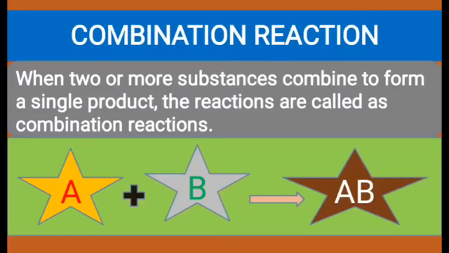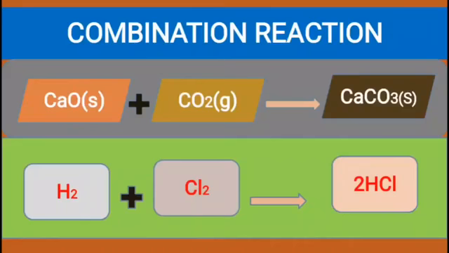Combination reaction. When two or more substances combine to form a single product, the reaction is called a combination reaction. A reacts with B to give AB, a single molecule. Example: calcium oxide reacts with carbon dioxide to give calcium carbonate. A reacts with B to give a molecule AB. And hydrogen reacts with chlorine to give hydrochloric acid. These are the examples for combination reaction.